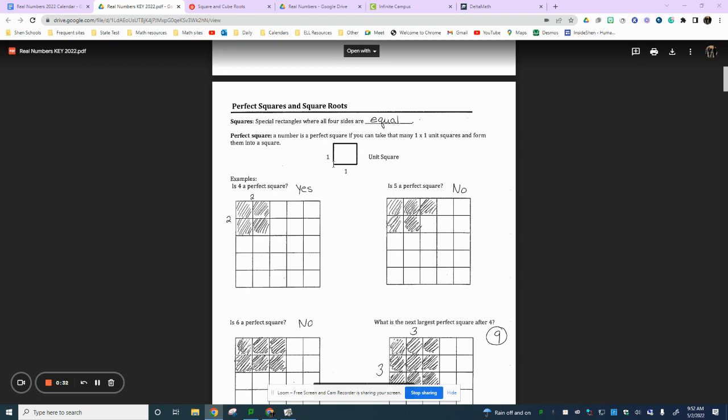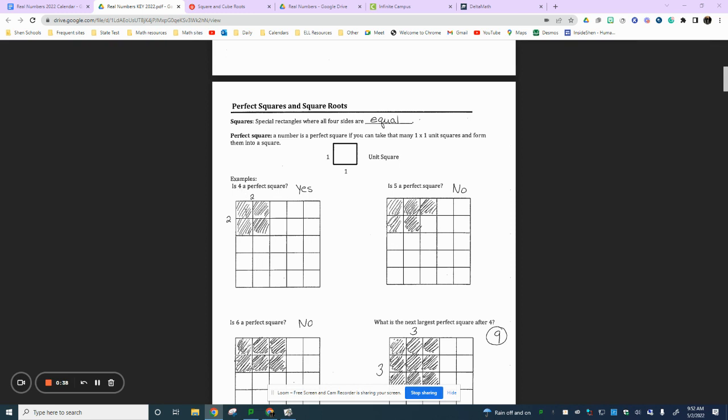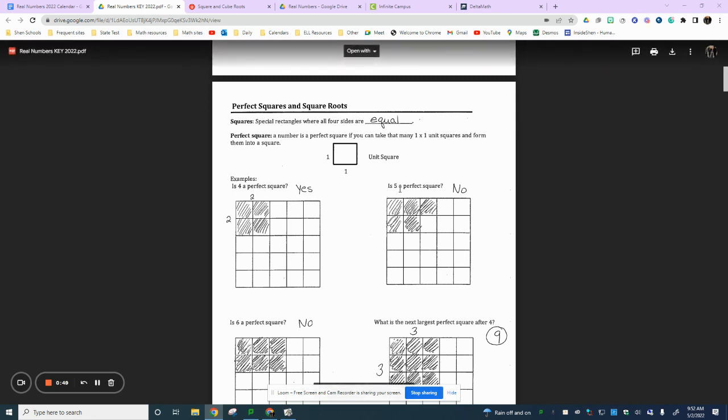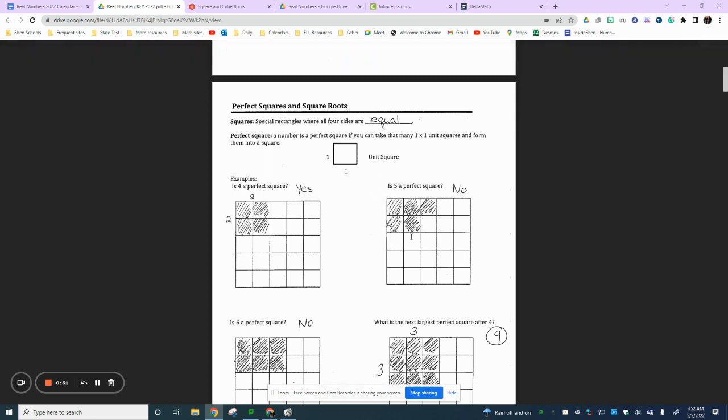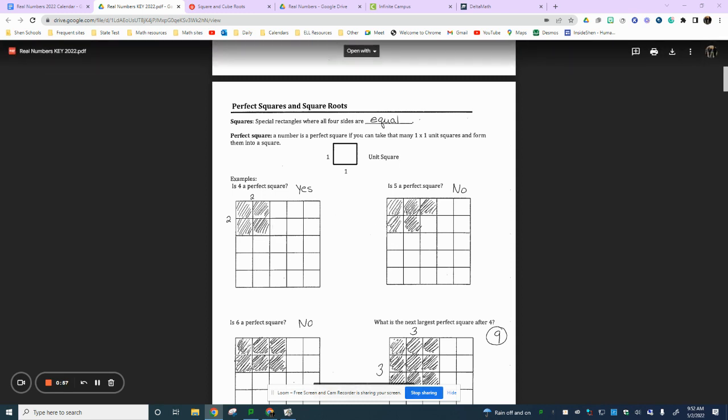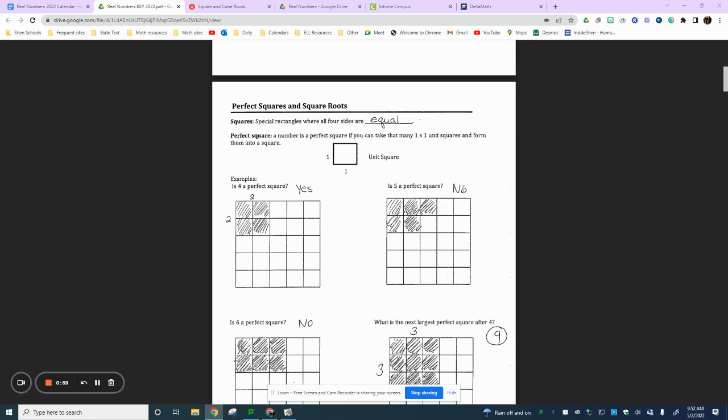So obviously, one square is going to be a perfect square. If we think about four, if we take four individual squares, we can make a larger square that's 2 by 2. So 4 is a perfect square. However, when we look at 5, there is no way to put 5 squares together in order to form a bigger square. So 5 is not a perfect square.